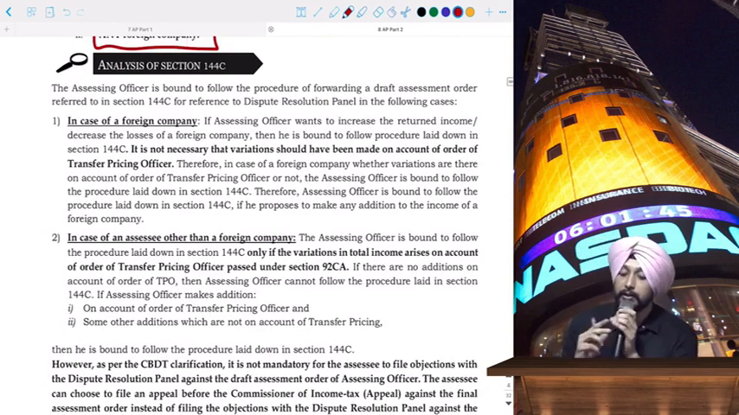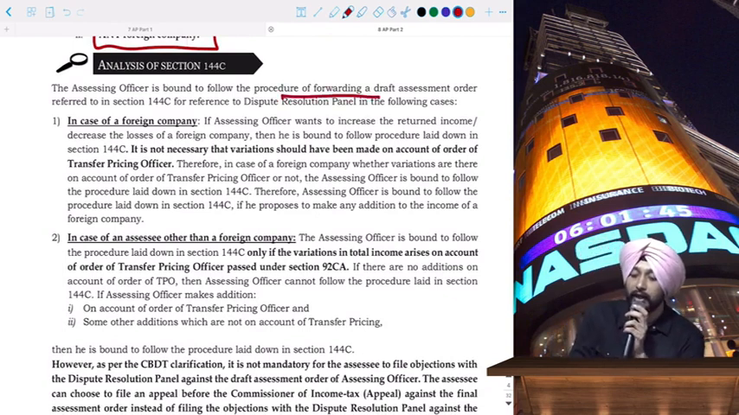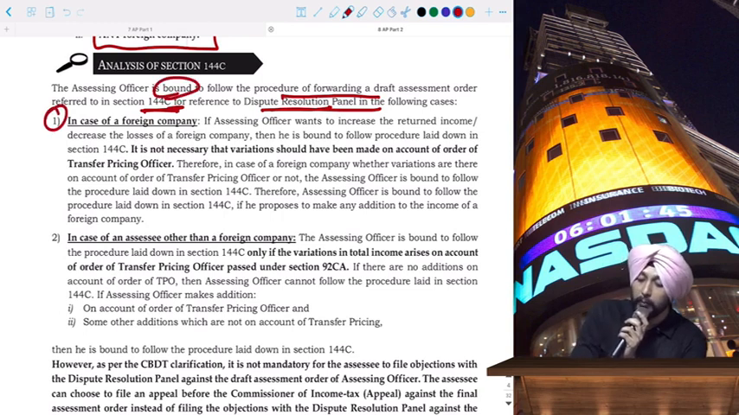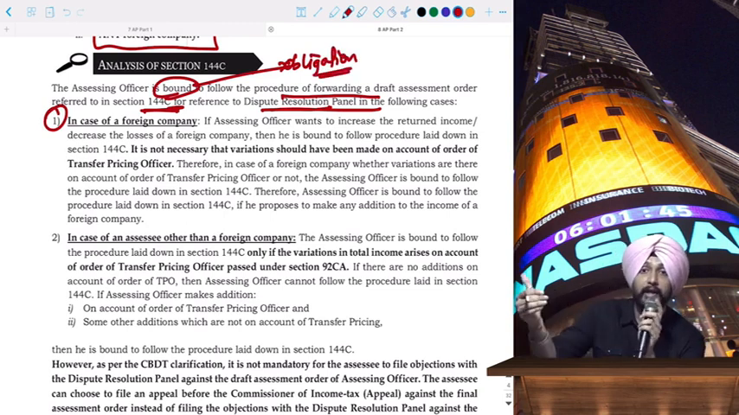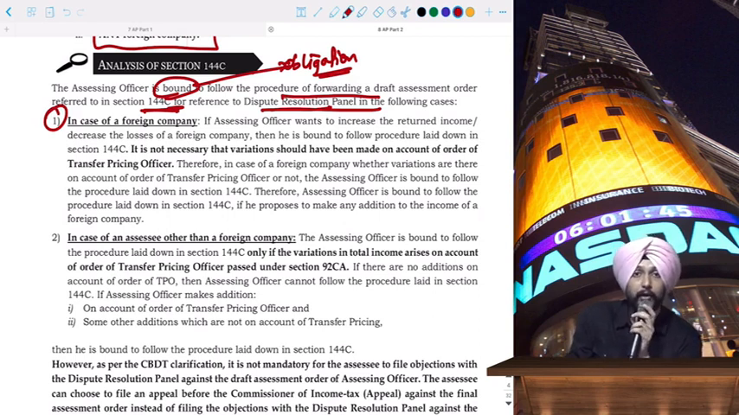The assessing officer is bound to follow the procedure of forwarding a draft assessment order referred to in section 144C for reference to the DRP in the following cases. Number one, is bound. Bound means obligation is there. There is no choice. The assessing officer has to follow the procedure laid down in section 144C in the following circumstances.